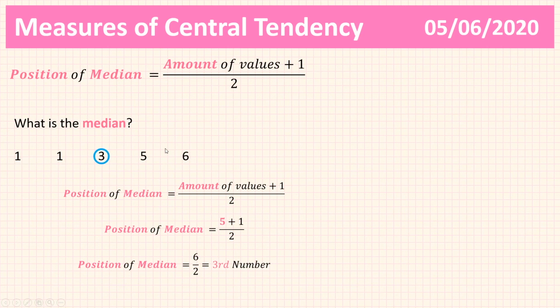Now it's really important to notice that I've said position of the median, not the actual median. By doing this, it will tell us which value is the median. The third value would be the median, or like the 7th value, or the 2.5th value. The 2.5th value would be between the second and the third value. That is how you would find the median.